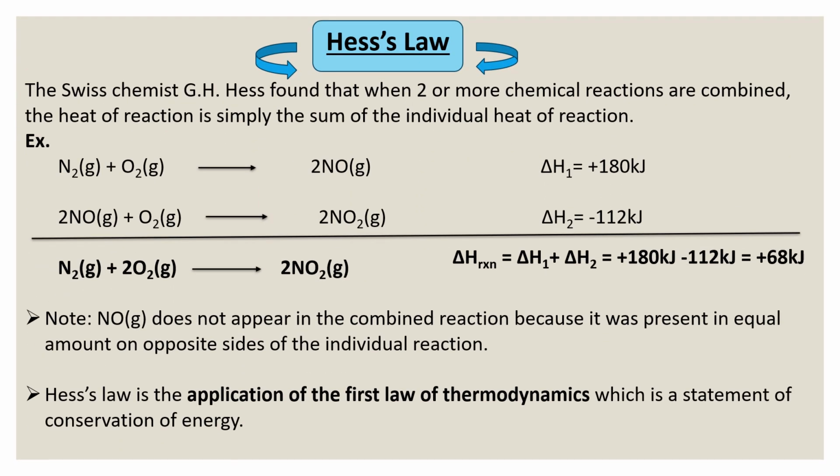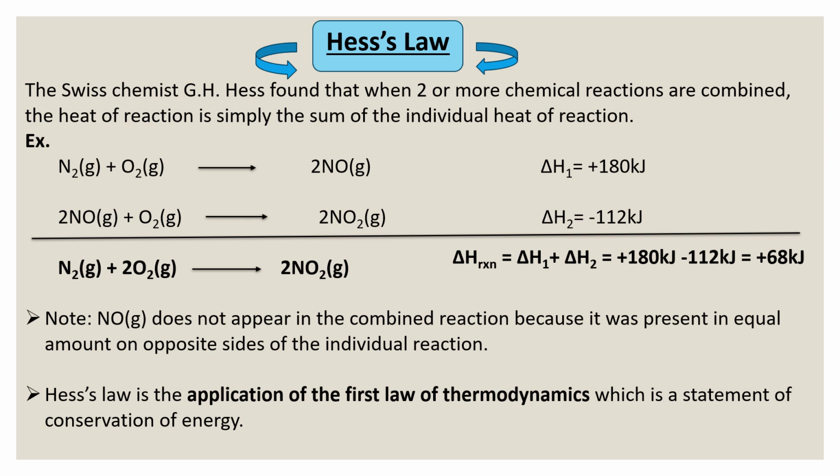Swiss chemist Hess has found that when two or more chemical reactions are combined, the heat of reaction is simply the sum of the individual heats of reaction. For example, nitrogen reacts with oxygen and converts into 2 mole of nitrogen oxide. Del H1 is 180 kilojoule. When this nitrogen oxide reacts with oxygen and converts into nitrogen dioxide, del H2 is equal to minus 112 kilojoule.